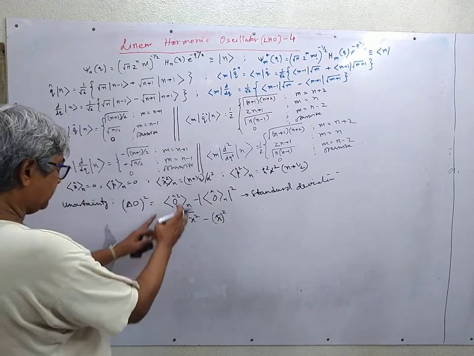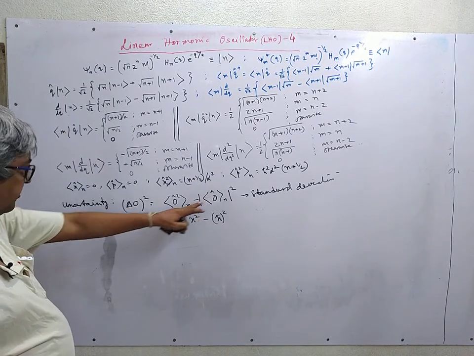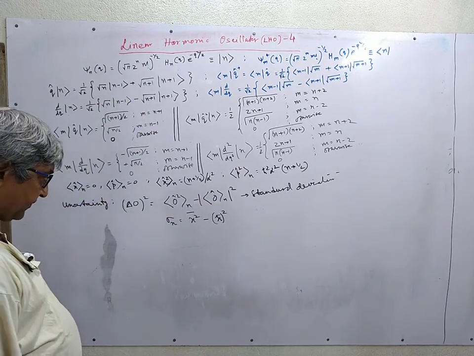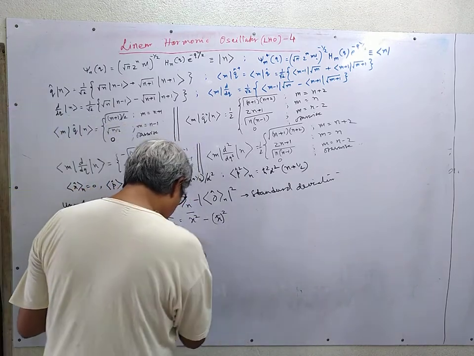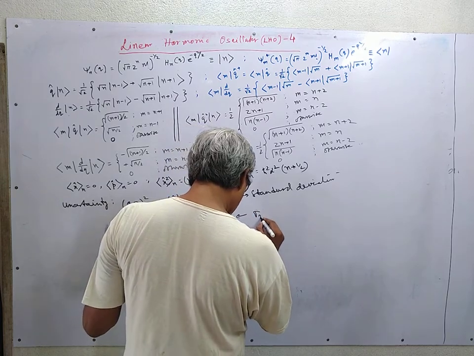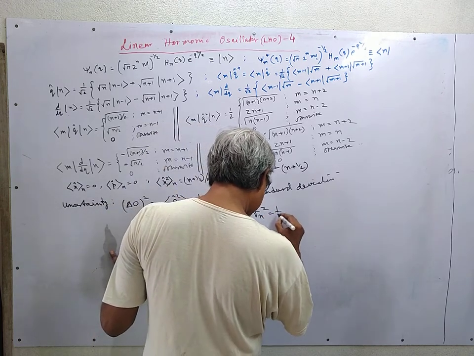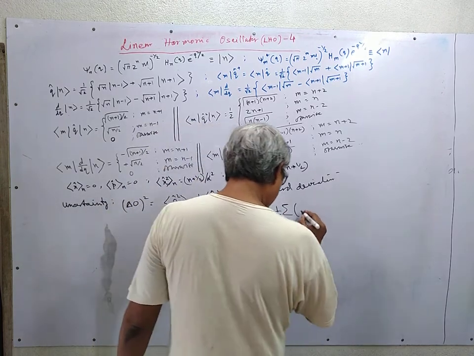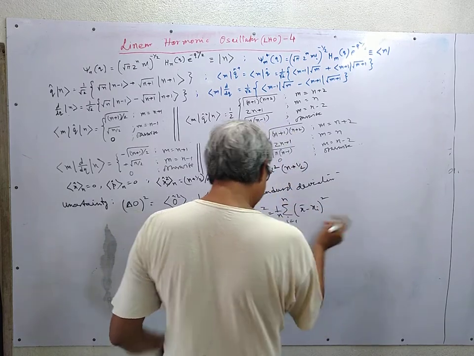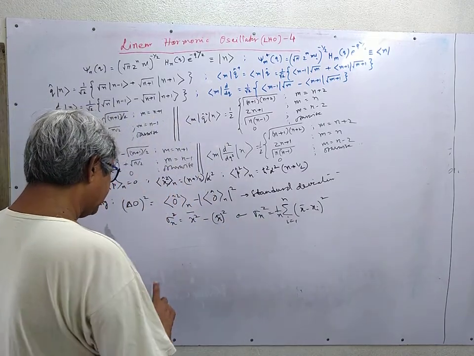In quantum mechanics, these averages are replaced by expectation values. This definition actually comes from the definition that sigma x square is 1 by n summation over x average minus xi whole square, i is equal to 1 to n. This definition leads to this, which is very obvious to you.